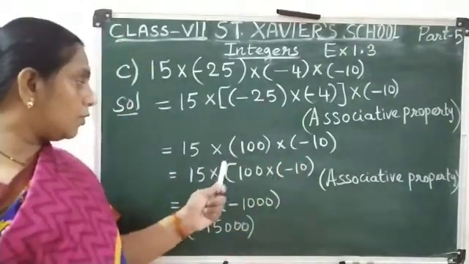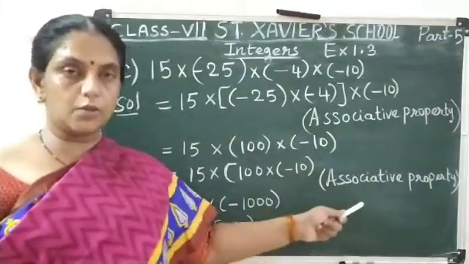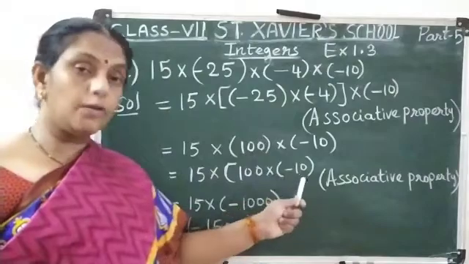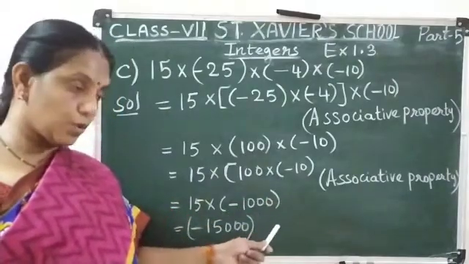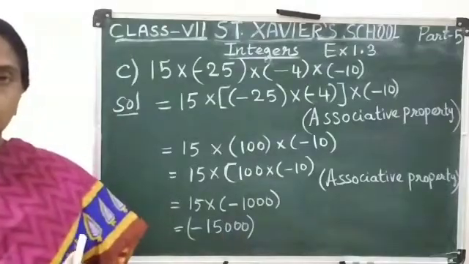Now 15 into 100 we are multiplying it. So we are making use of the associative property. So 100 into minus 10 will become minus 1000. So 15 into minus 1000, which is equal to minus 15,000.